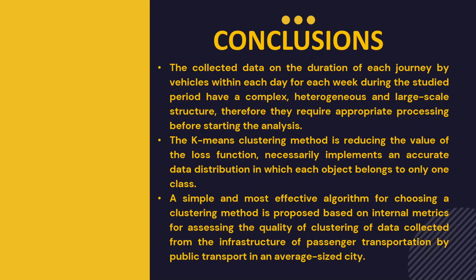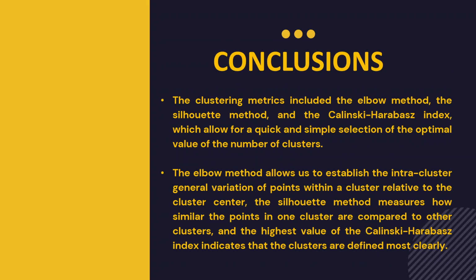A simple and most effective algorithm for choosing a clustering method is proposed, based on internal metrics for assessing the quality of clustering of data collected from the infrastructure of passenger transportation by public transport in an average-sized city. The clustering metrics include the elbow method, the silhouette method, and the Calinski-Harabasz index, which allow for a quick and simple selection of the optimal value of the number of clusters. The elbow method allows us to establish the intra-cluster general variation of points within the cluster relative to the cluster center. The silhouette method measures how similar the points of one cluster are compared to other clusters, and the highest value of the Calinski-Harabasz index indicates that the clusters are defined most clearly.